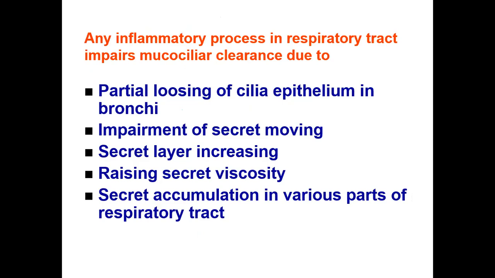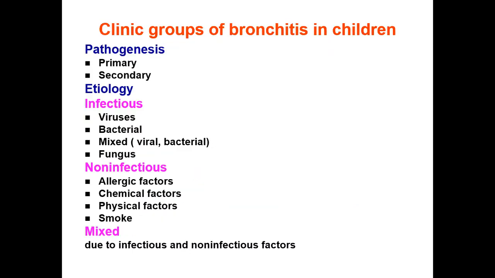An inflammatory process in the respiratory tract impairs mucociliary clearance due to partial loss of ciliary epithelium in the bronchi, impairment of secretion movement, increasing secretion layer, rising secretion viscosity, and secretion accumulation in various parts of the respiratory tract.